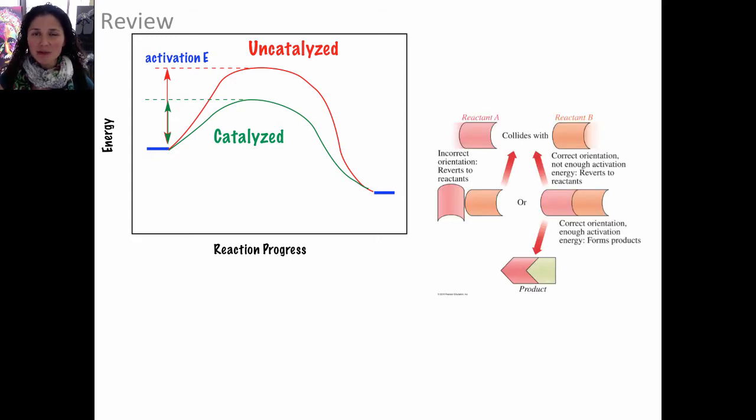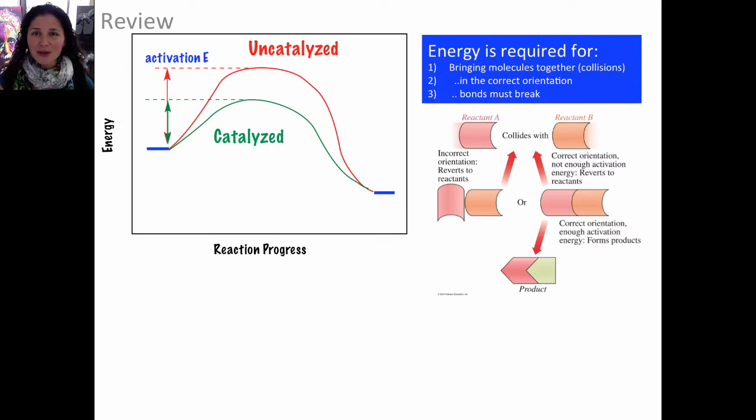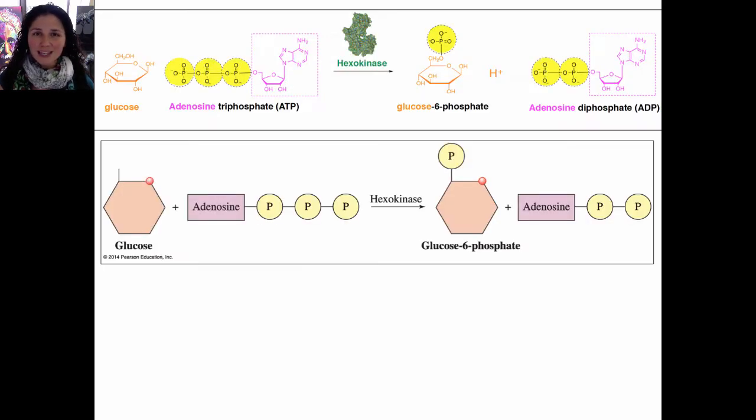The activation energy represents the energy that it takes for reactants to collide in the correct orientation with enough energy to break and reform bonds. So this energy that we call activation energy is the energy associated with bringing molecules together in the correct orientation and in breaking bonds. Catalysts lower the activation energy by reducing the energy of these three things. They can help bring molecules together, they can help put them in the correct orientation, and they can help break the bonds. Enzymes are catalysts, and we are going to consider hexokinase as our example.